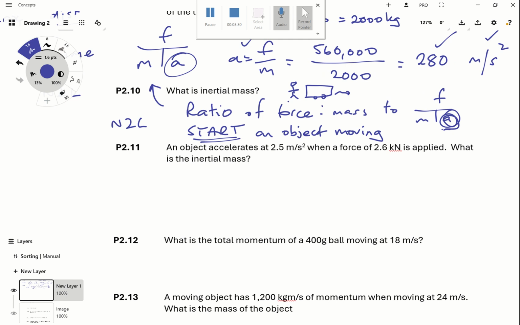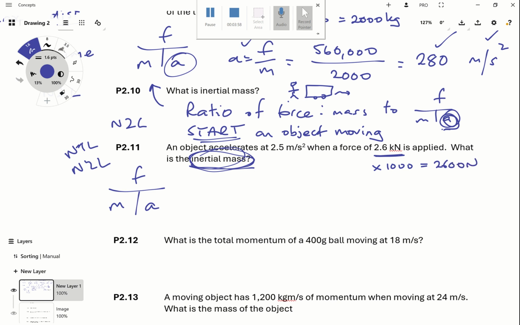So now we've got an example of, well, find the inertial mass then. So get my formula, my fat auntie. And the crucial part is anytime you see this word inertial mass, you know that you're dealing with Newton's second law. And really, it's linked to his first law as well. Let's change that to a 1. So we've got kilonewtons here, and please make sure you know how to do kilo. So times 1,000 equals 2,600 newtons, and it wants the inertial mass, M.